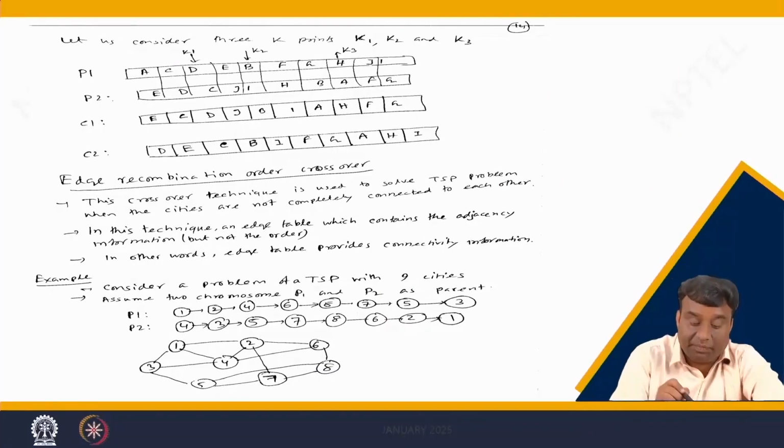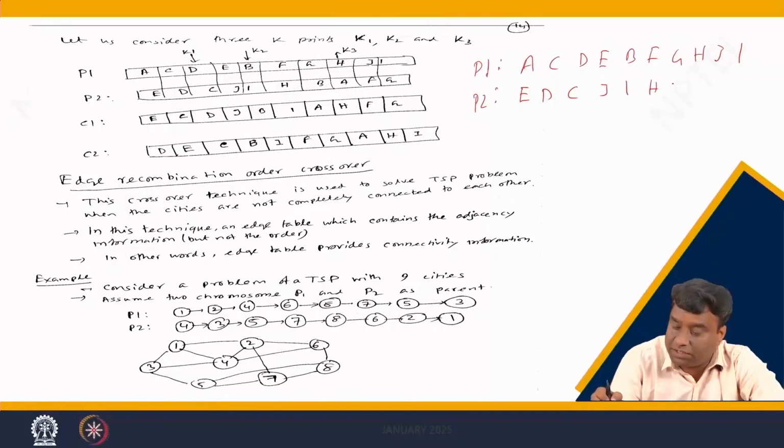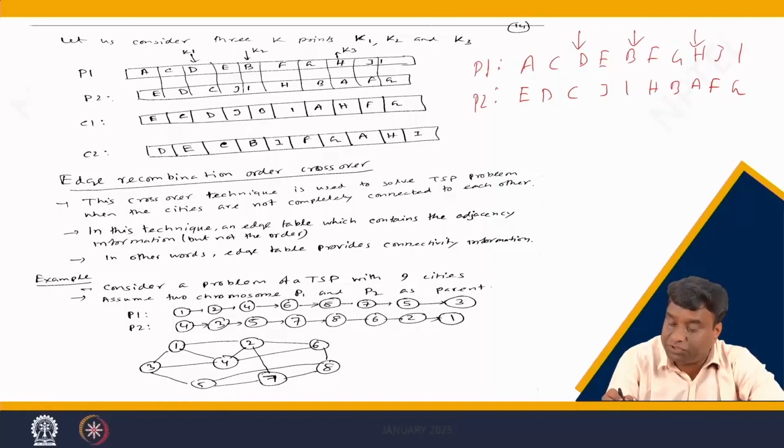Try to understand another example. Here P1 is written as A, C, D, E, B, F, G, H, J, I. And P2 is E, D, C, J, I, H, B, A, F, G. Now K1, K2 and K3 are given in the third, fifth and eighth positions.